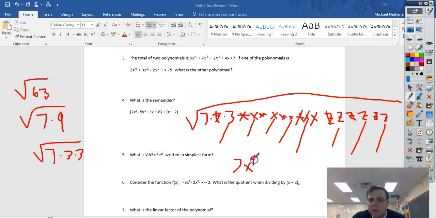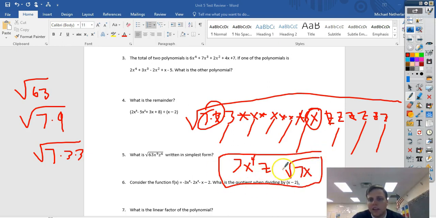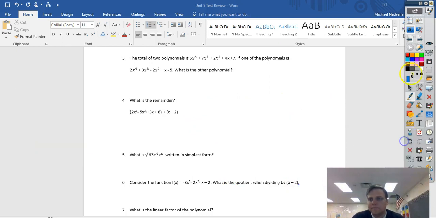And then, how many z's do we have? 1, 2, 3. 3 z's. And no z's are left over. Now, did we have anything left over in here that did not die? Yes. We had an x and a 7. So we get the square root of 7x. Bam. 3x to the 4th times z cubed times the square root of 7x. That's what we want. All right, next problem.